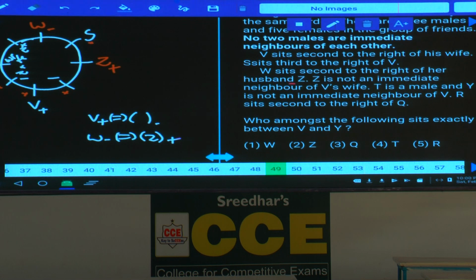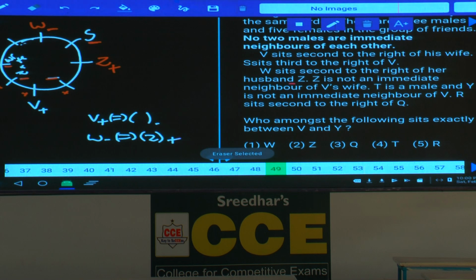As this Z is a male, this S and this person are females. Clear now? As of now, this person is a female, this person is a female, and 4 and 5, this person is also a female. Then where should be the next male here? The next male should be to the immediate right hand side of W. Are you following or not? Because we are having only how many males and how many females? 3 males and 5 females.